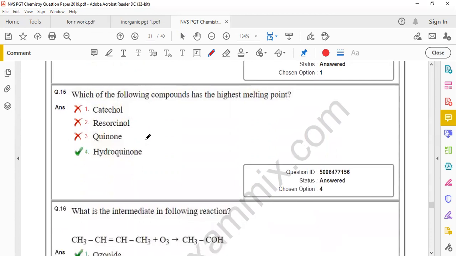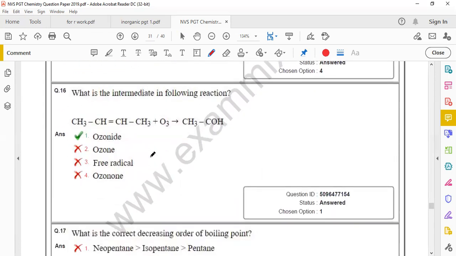Next question is, which of the following compounds has the highest melting point? Here we are talking about the melting point that we need to learn. Hydroquinone will be the right answer. Next question is, what is the intermediate in the following reaction? Here you can see what this compound is, CH3CH=CHCH3. So it will be 2-butene, right? 2-butene reacting with ozone. So what will happen when an alkene reacts with ozone? Here they also have one compound, CHO you can say. So acetaldehyde is formed.